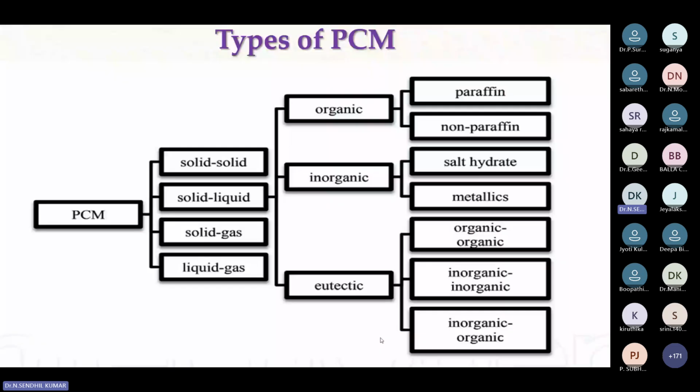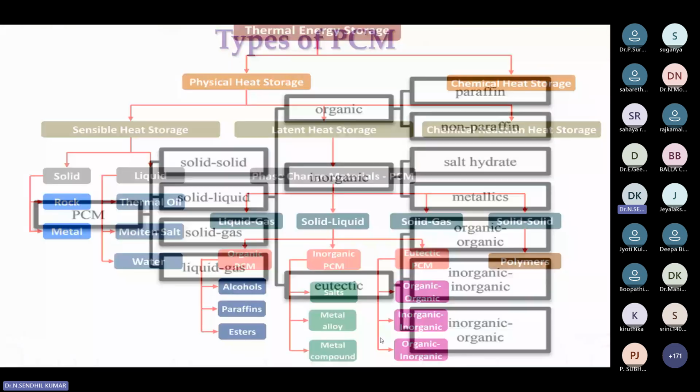In that, organic PCM is there, inorganic PCM is there, eutectic PCM is there. In organic, we have paraffin and non-paraffin. Inorganic includes salts; most of the salts come under inorganic. For high temperature, we use inorganic. Eutectic means it's a mixture only, of organic and inorganic, like that. So normally, for low temperature applications, organic PCM; for high temperature, inorganic. Organic will be around 50 degrees, like that.